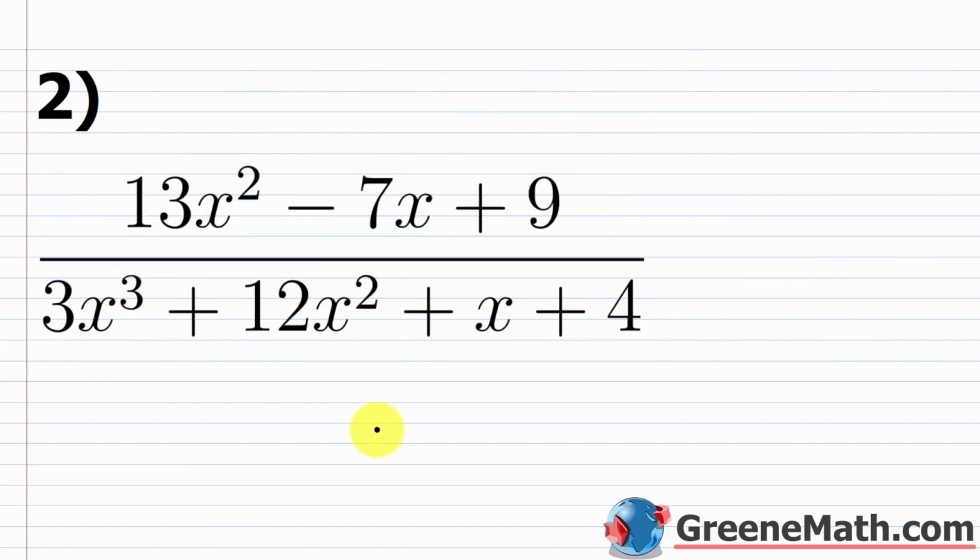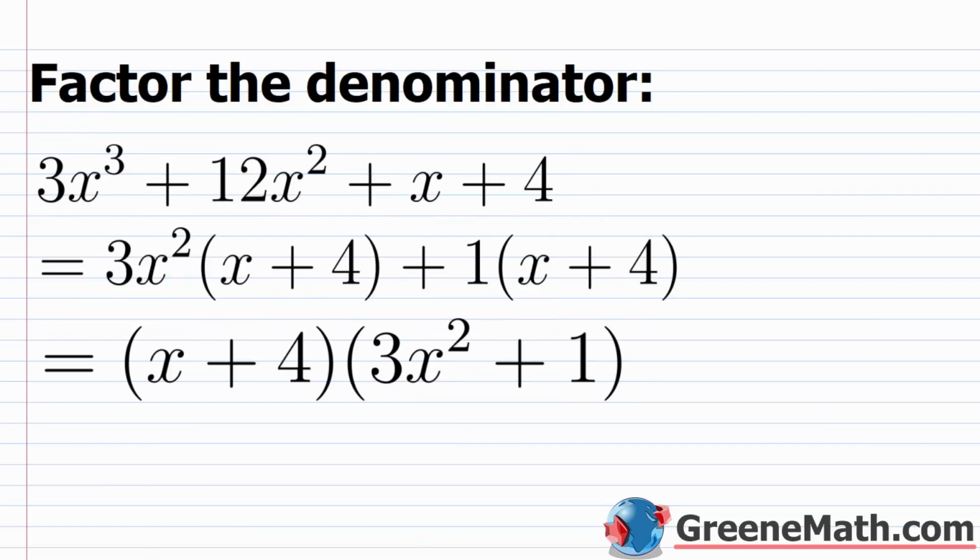All right, for problem 2, we have 13x squared minus 7x plus 9 over 3x cubed plus 12x squared plus x plus 4. Again, look at the degree of the numerator. That's a 2. Look at the degree of the denominator. That's a 3. So this is going to be a proper fraction. So we're just going to factor the denominator. This is one you can do pretty easily using grouping.